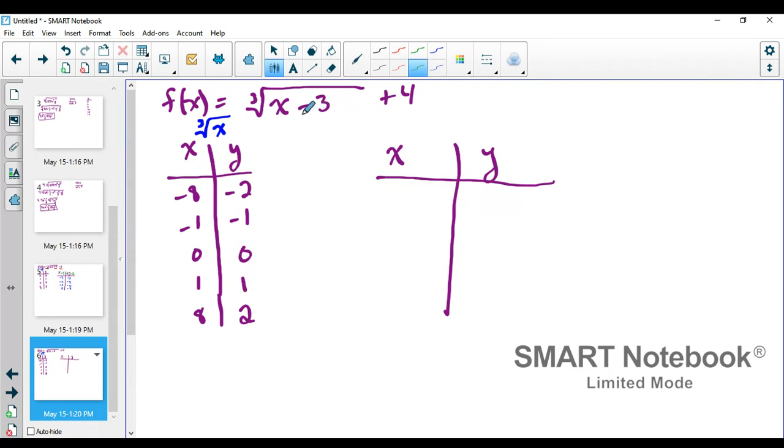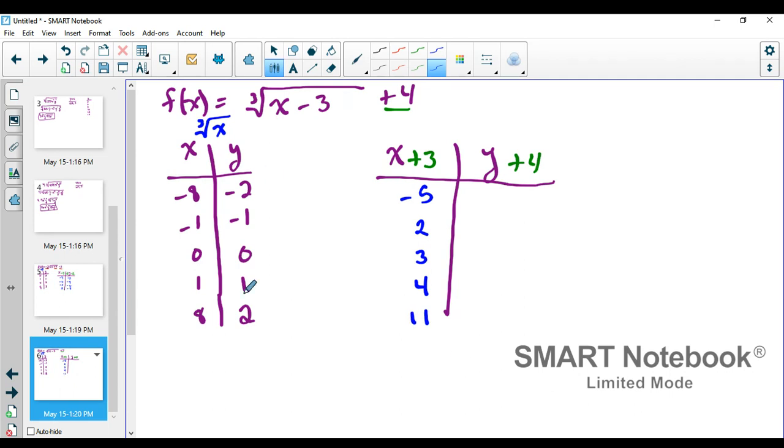So we have minus 3 underneath the radical sign. Since it's minus underneath the radical sign, it changes sign down here and becomes positive. Our a in this case is 1, so we don't have anything to multiply here. And then this plus 4 stays positive 4 and just comes down here. Now we're going to take negative 8 plus 3, which is negative 5. Negative 1 plus 3 is 2. 0 plus 3 is 3. 1 plus 3 is 4. 8 plus 3 is 11.